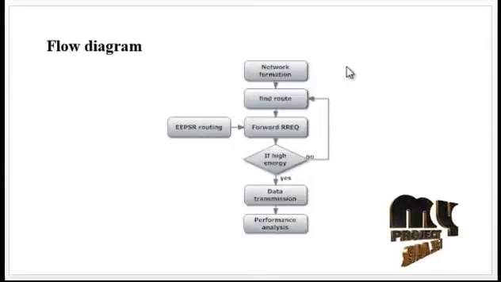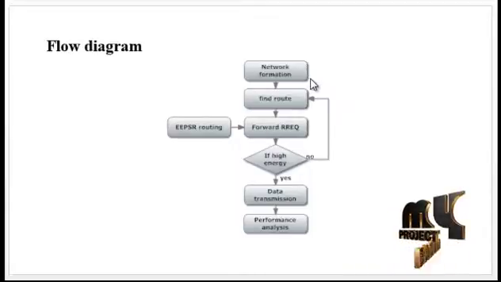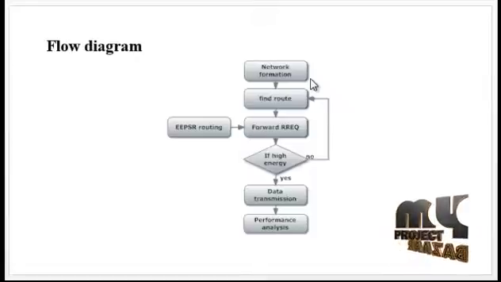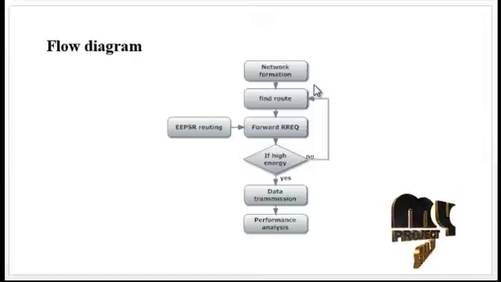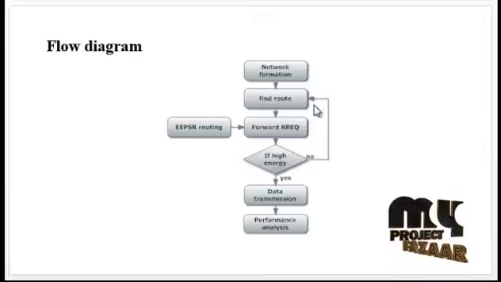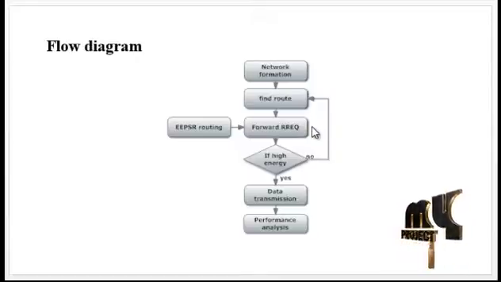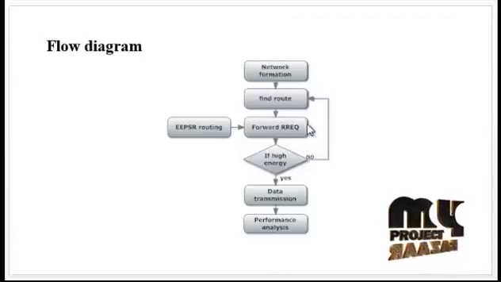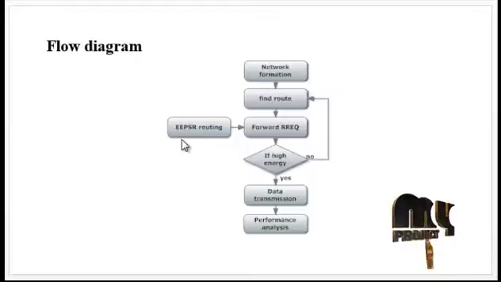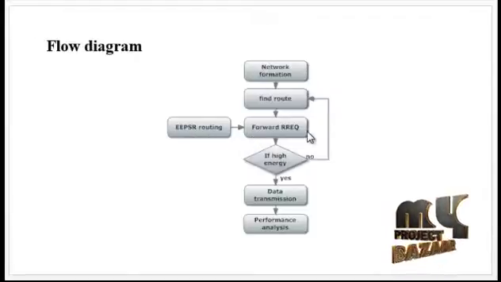Now see the flow of our entire process. First, the network formation is done. That is, a number of mobile nodes are created as the network topology. Then, the source node generates packets to forward to the destination. Hence, it finds a route. Then, it forwards the route request packets to the next hop neighbor nodes. It is done by the EPSR. The energy efficient proactive source routing is included.